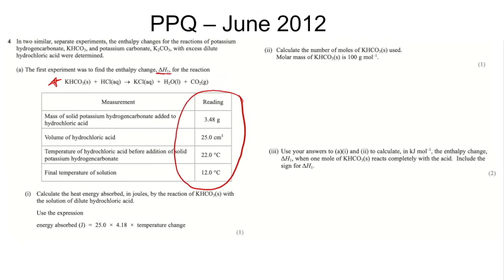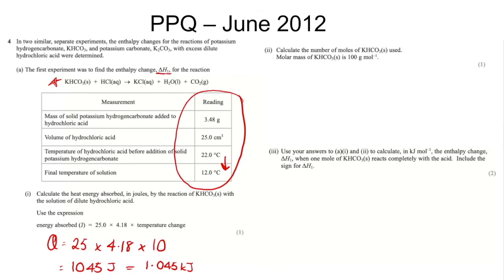So part 1 is asking me to calculate the heat energy that is absorbed in joules by the reaction of the potassium hydrogen carbonate. So they even give you that Q is equal to 25 times 4.18 times the temperature change, and the temperature change is the difference here, which we can see is 10. We put this into our calculator and we get an answer of 1045 joules, or 1.045 kilojoules. Whether you choose to convert it here or convert it later on is completely up to you. Just make sure that you do always put it into kilojoules per mole.